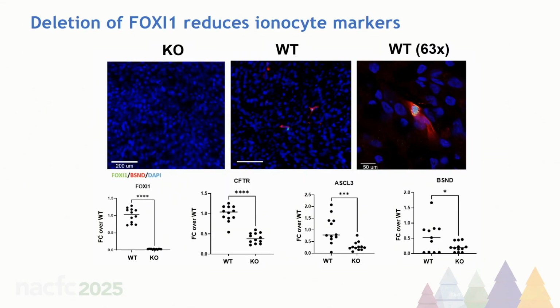So our first round of characterization was basically just to see, when we knock out FOXI1, do we see a reduction in FOXI1 expression, which we do at both a protein level and a transcript level. We saw a significant reduction, but not a complete elimination, of CFTR, as well as significant reduction in the ionocyte markers ASCL3 and BSND. There's just some representative microscopy of 2-week-old cultures.